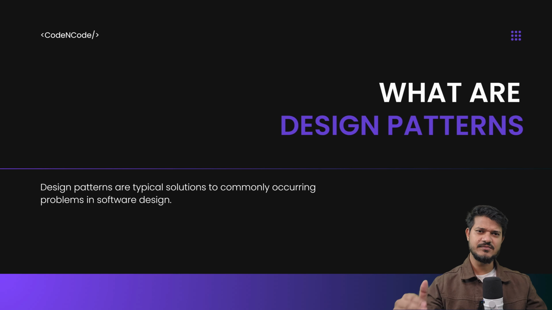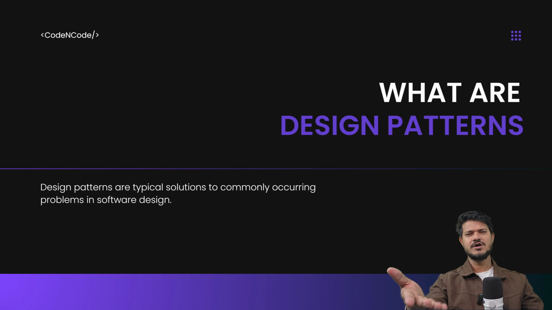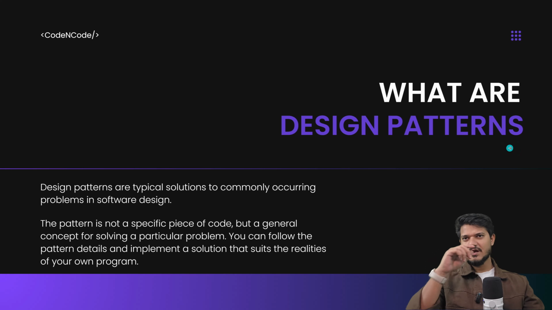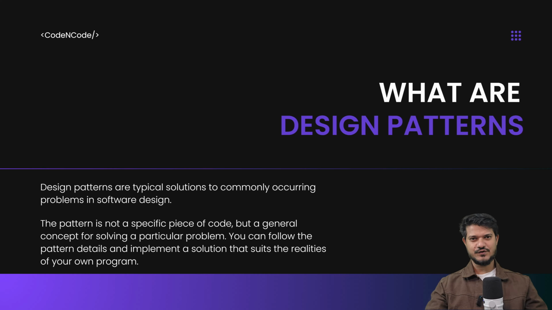Design patterns are nothing but typical solutions to commonly occurring problems in software design. Of course, the pattern is not a specific piece of code, but a general specification, like this is how you should solve this problem. So the pattern is a general concept of solving a particular problem. You can follow the pattern details and implement a solution that fits your requirement. That is absolutely possible. These are basically solutions to your commonly occurring design problems in software development.